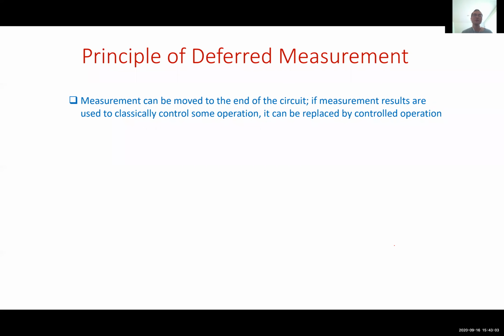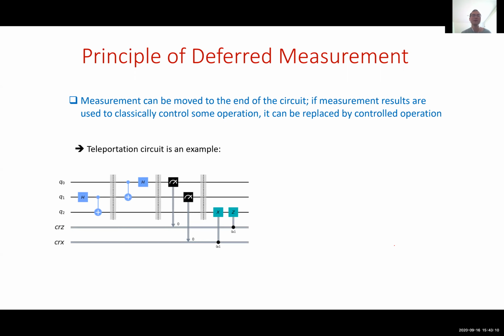But before that, there's one important measurement property. This may be easily illustrated. Measurement can be moved to the end of the circuit. For example, if you remember, this is actually the teleportation. I write it in terms of a circuit. This is the Bell state. And in your homework, you show that this is actually a Bell state basis measurement.